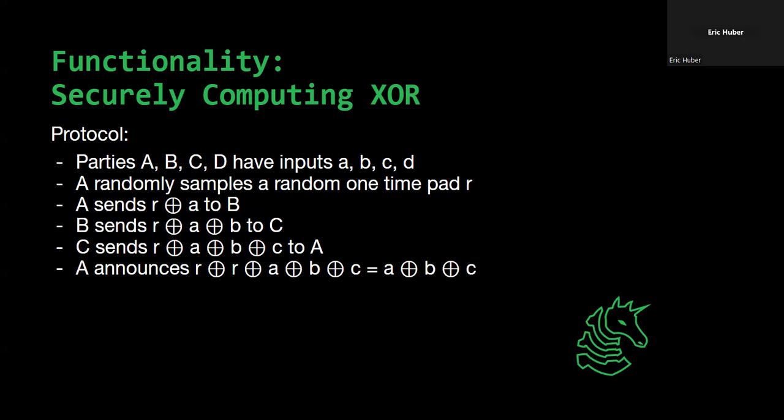Does this intuitively or at first sight make sense to everyone, why this is not problematic? Does anyone have a problem? Question? Yes. Are we saying that A behaves nicely? Yes. Remember, this is a semi-honest security model where all parties play nice. Yes.